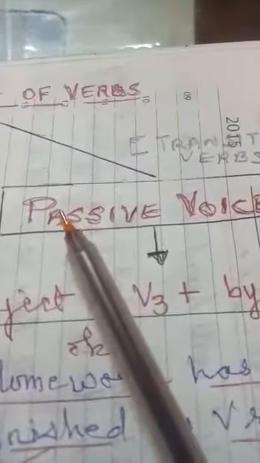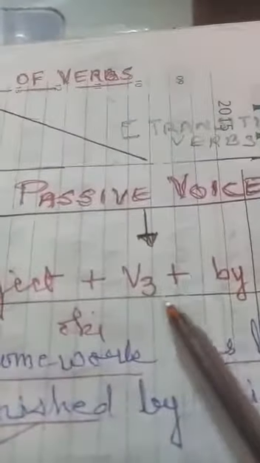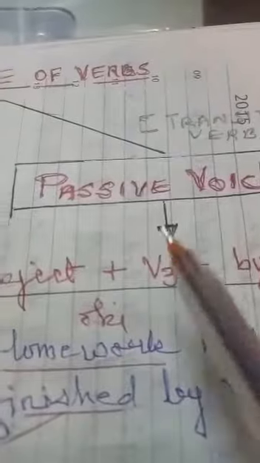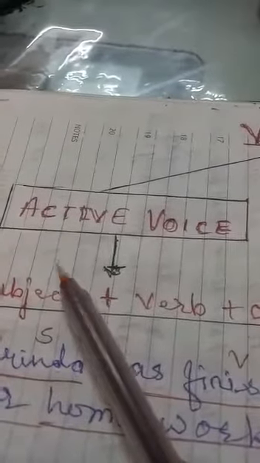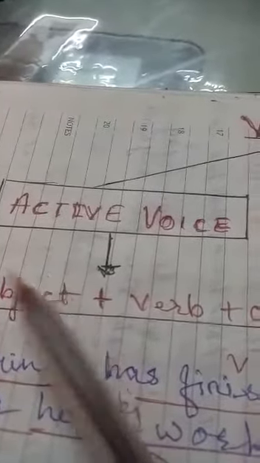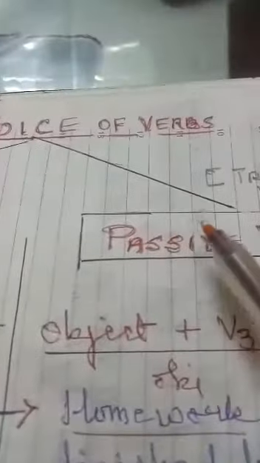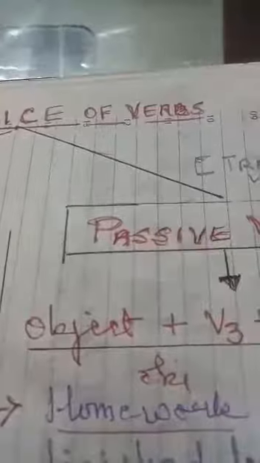Children, the common thing to change the active into the passive is that we always use the third form of the verb. We are active in any sentence, and passive when the work has been done.